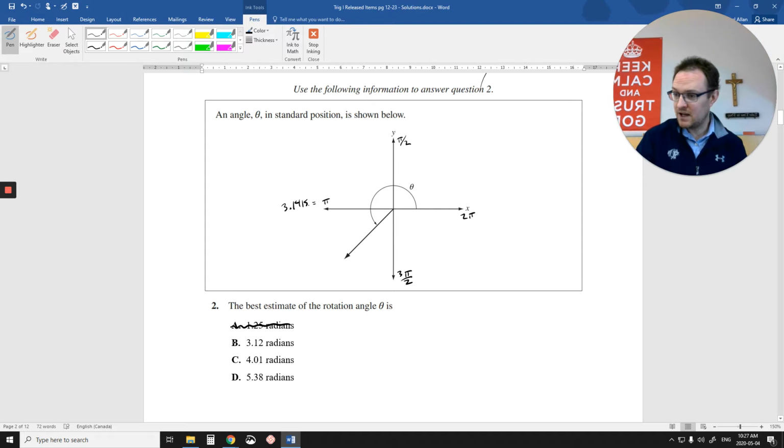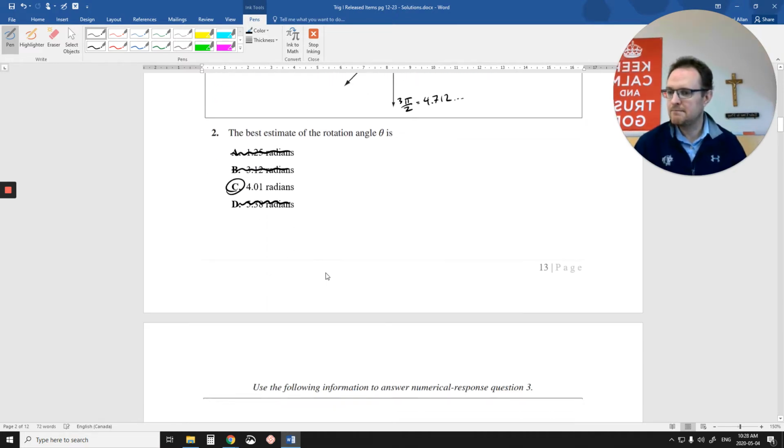So I can get rid of A, I can get rid of B. And I just want to quickly type in 3 pi over 2 in my calculator and get 4.7. So D is too big. So the only one that kind of fits within that range of 3 to 4.7 is 4.01.